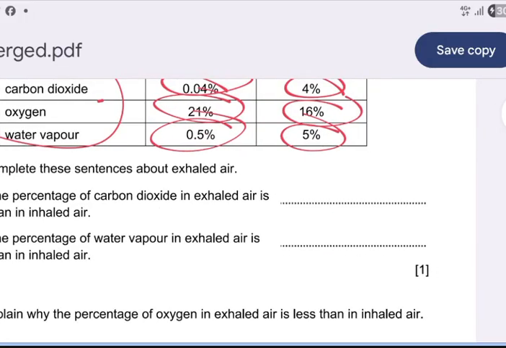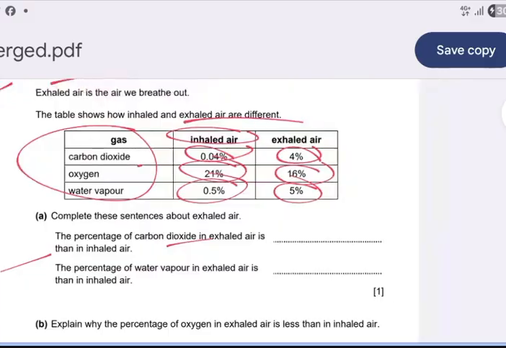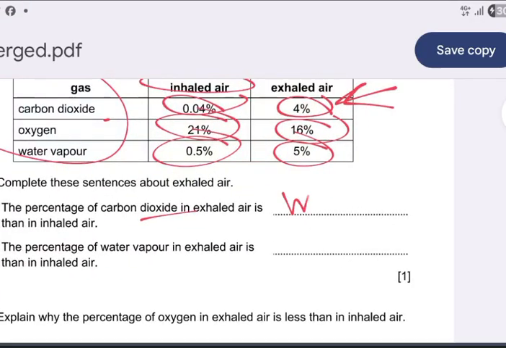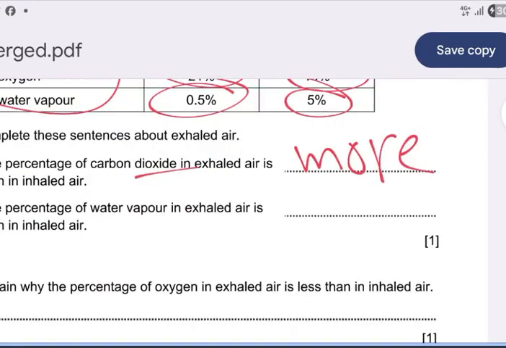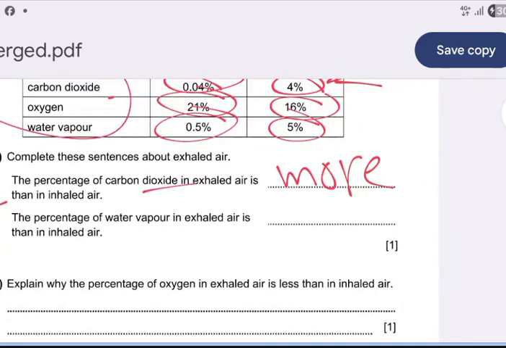Okay. So now, before reading the questions, we said we have to read the box, we have to understand by looking at the numbers. Now we can answer easily. The percentage of carbon dioxide in exhaled air is more or less than inhaled? More. And the percentage of the water vapor in exhaled air is more or less than inhaled? More. Also, because we're going to get rid of the excess water, it will be more.